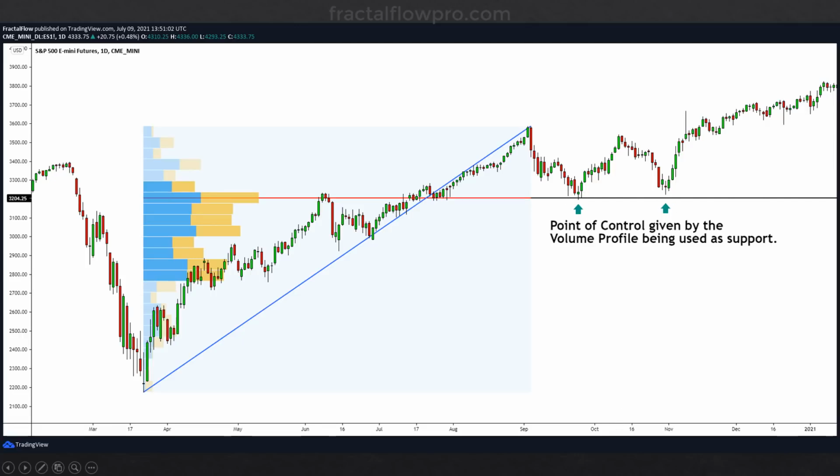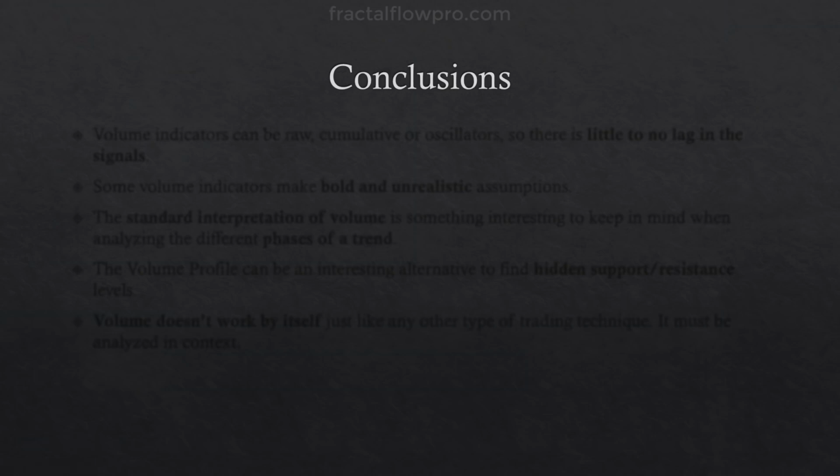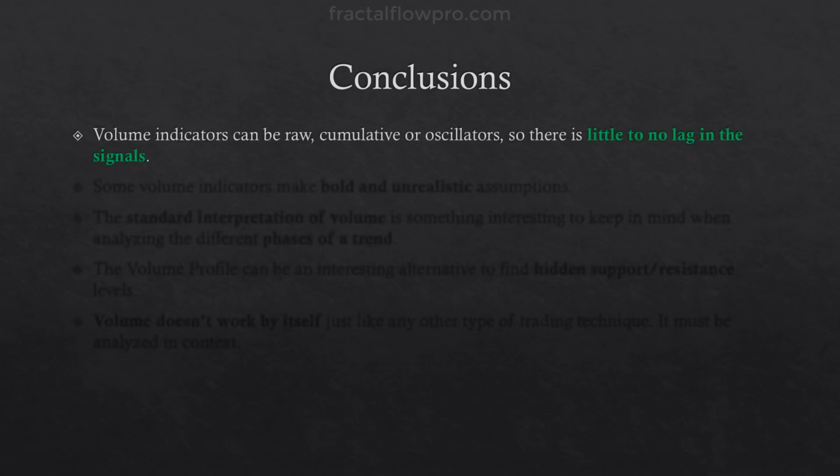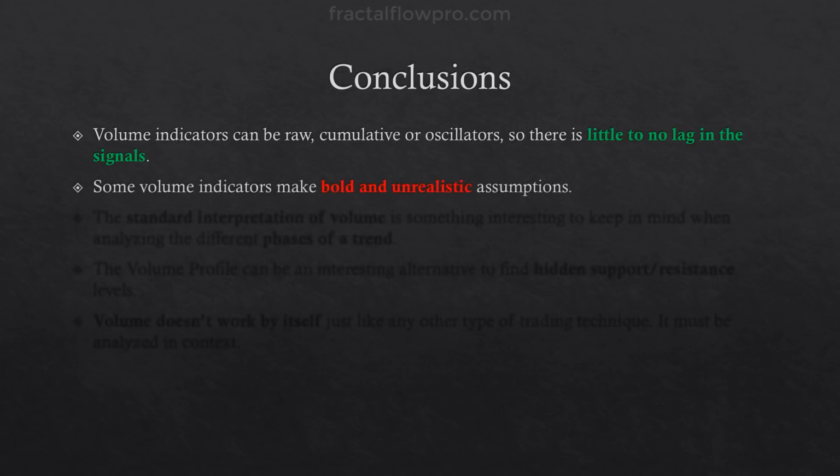Let's now talk about some different conclusions we can reach when dealing with volume in its many different representations. Most volume indicators are either raw, cumulative, or oscillators, meaning they will have little to no lag. In general terms, that's a good thing because lag is something traders should always try to avoid. Some of the indicators make bold assumptions. For example, the OBV assumes that all volume in a bullish candle comes from buyers and all volume in a bearish candle comes from sellers, which is clearly not true.